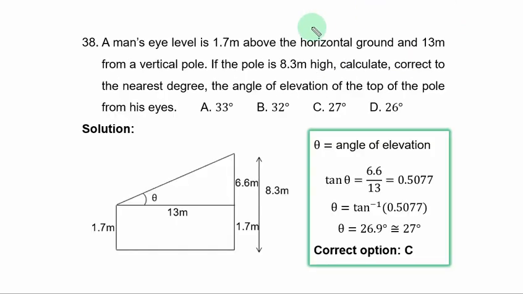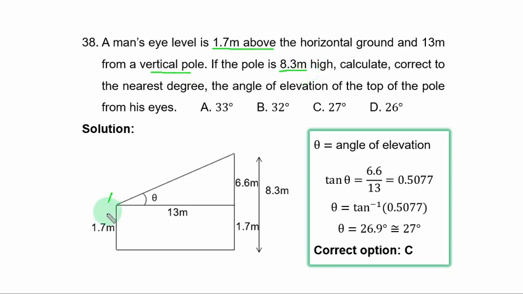Question 38. A man's eye level is 1.7 meters above the horizontal ground and 13 meters from a vertical pole. If the pole is 8.3 meters high, calculate correct to the nearest degree the angle of elevation of the top of the pole from his eyes.